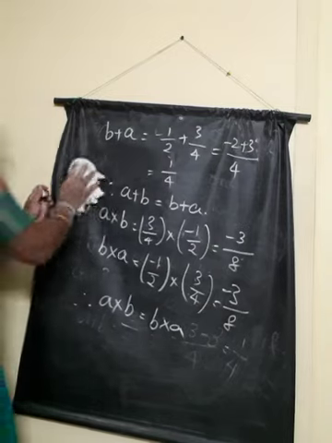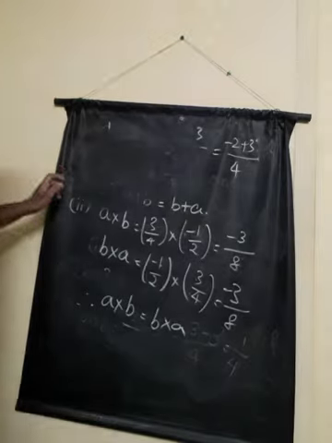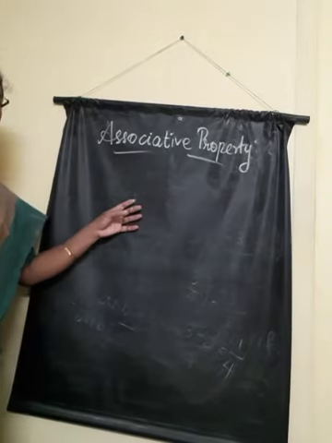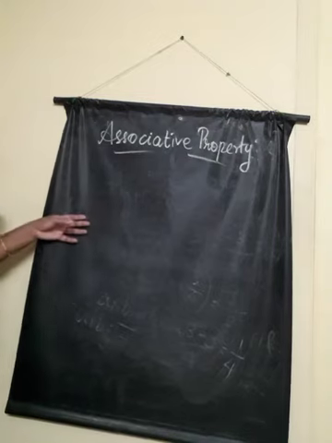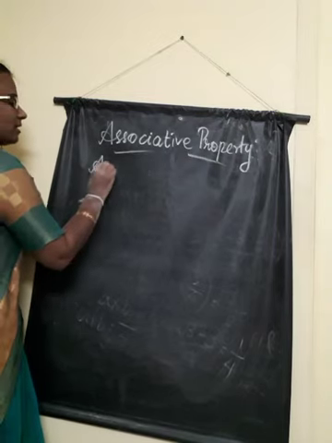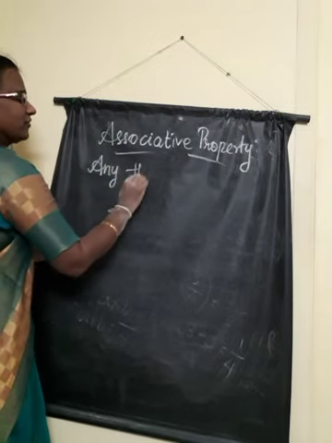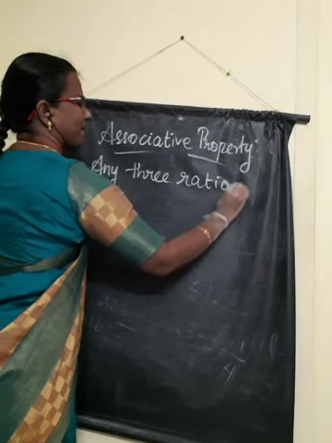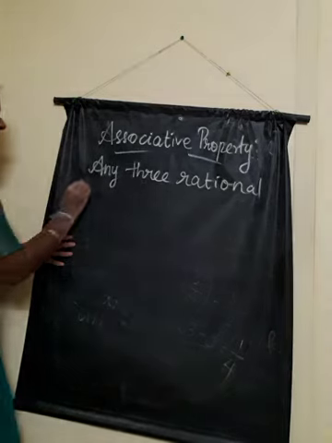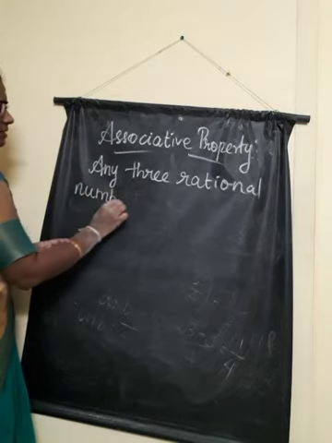Okay. So the next one is associative property. What is associative property? Here there are three rational numbers. Any three rational numbers.